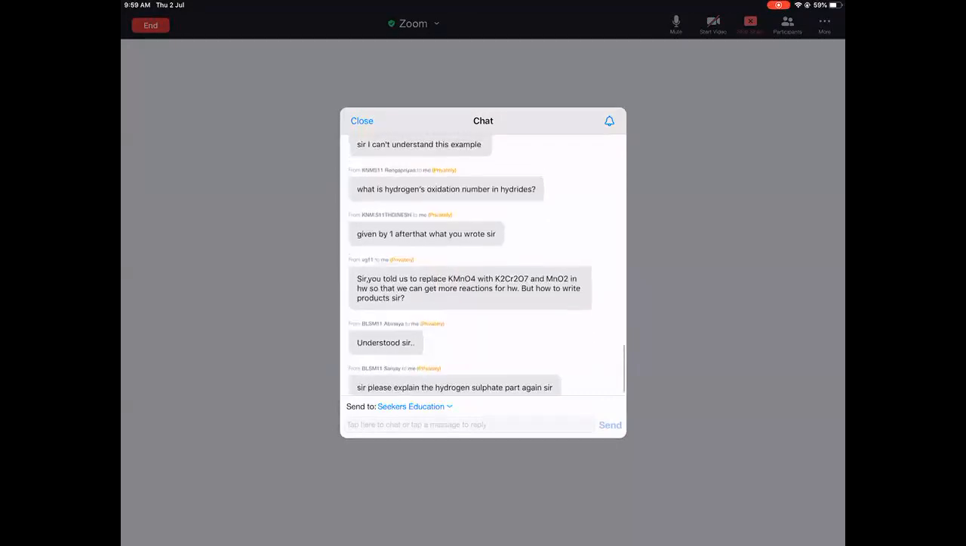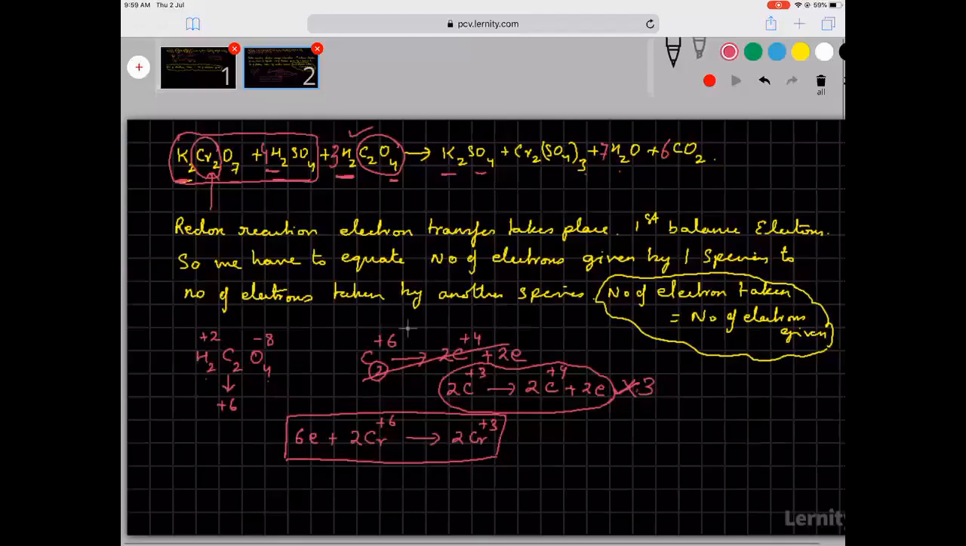Hydrogen sulfate part again. On this side K is balanced, so chromium is balanced. Now totally there are 3 sulfates here and 1 sulfate here, so 3 plus 1 is 4. I need 4 sulfates here, so I put 4, that is 4SO4. SO4 sulfate is a group. It works together.